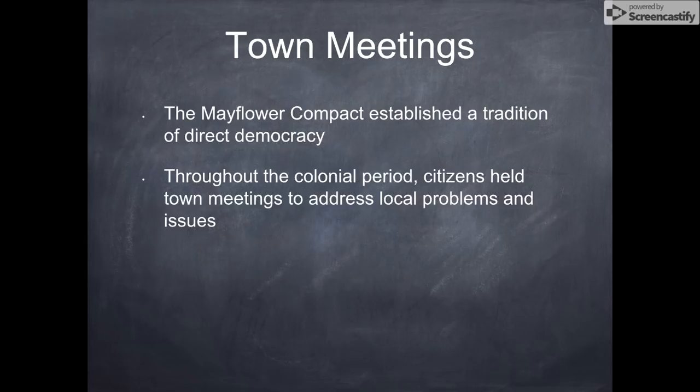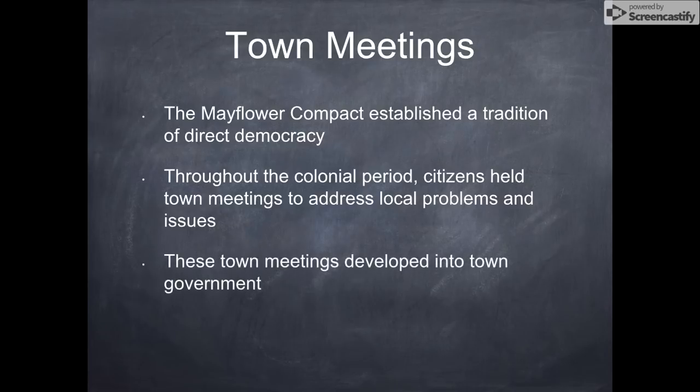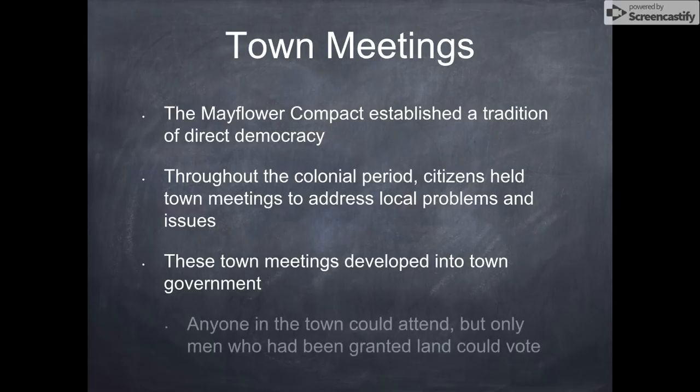Throughout the colonial period, citizens held town meetings to address local problems and issues. Those town meetings then developed into town government, and anybody in town could attend, but only men who had been granted land could vote.